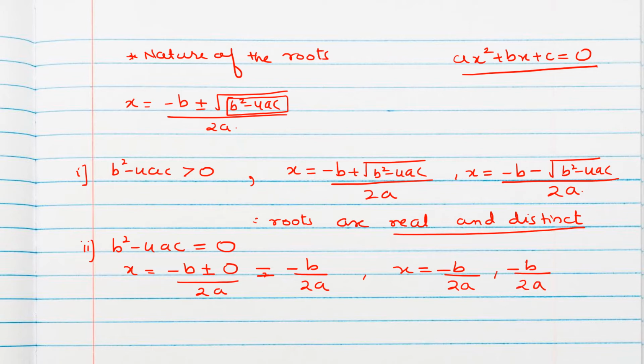Many times we have seen that we get the same values of x, 1 and 1 or 2 and 2. That means roots are repeating themselves. So what we can say here is roots are real, no doubt they will be real, and equal. So this is the nature of the roots if b square minus 4ac equal to 0.